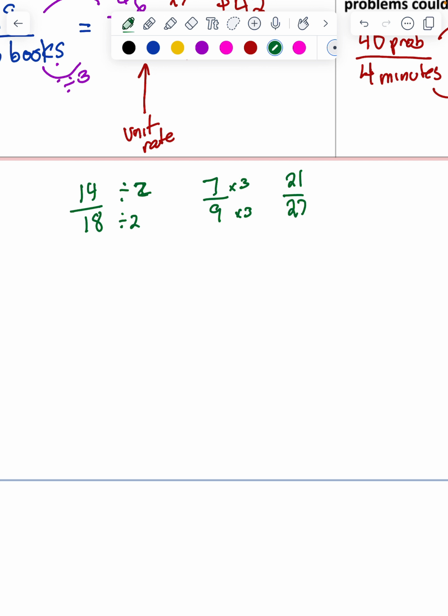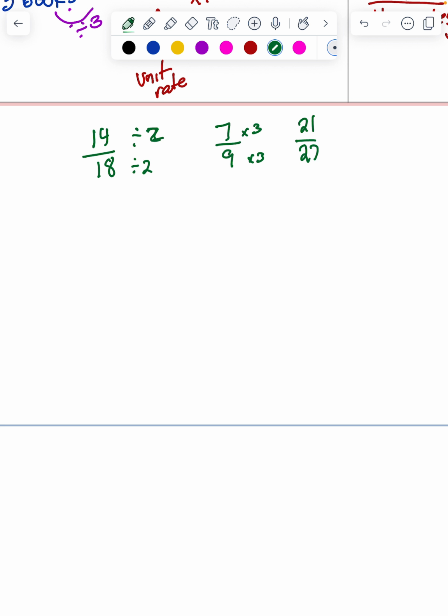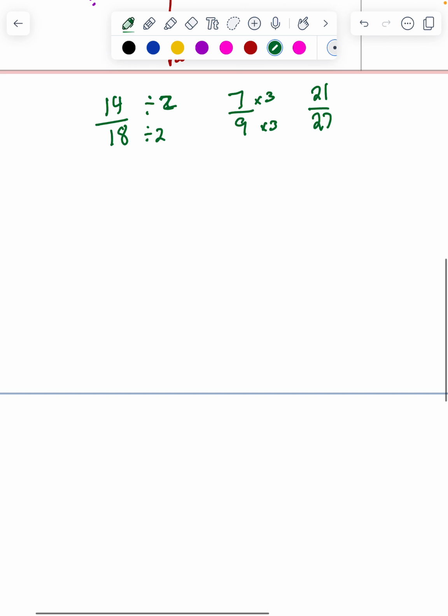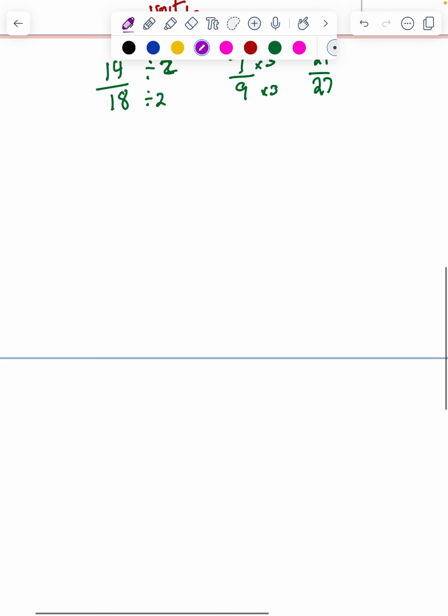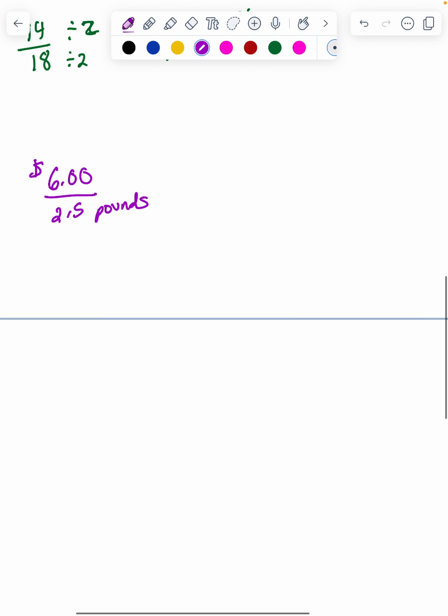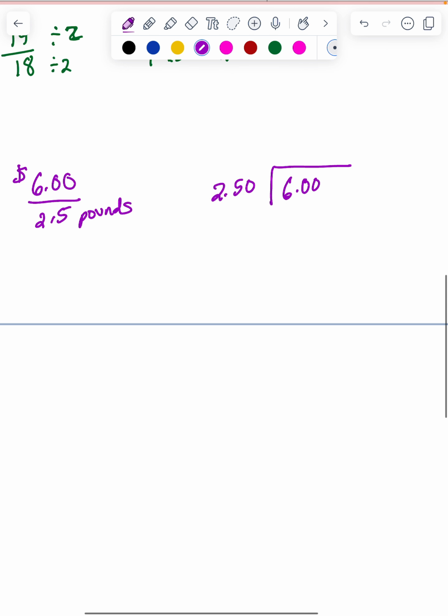Okay? If I'm finding unit rates for things, say I go to the grocery store and I buy things by the pound. So say I buy the potatoes by the pound, and I have $6 for 2.5 pounds. To find my unit rate, I'm going to have 6 and $2.50.